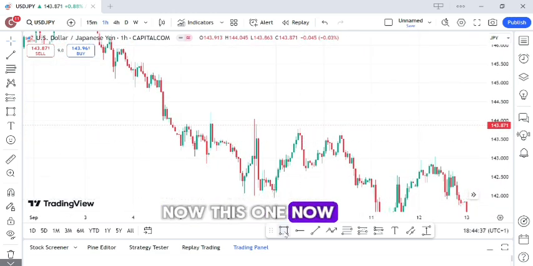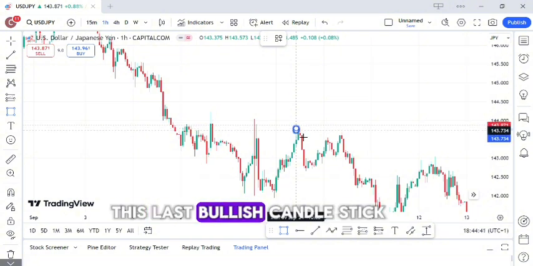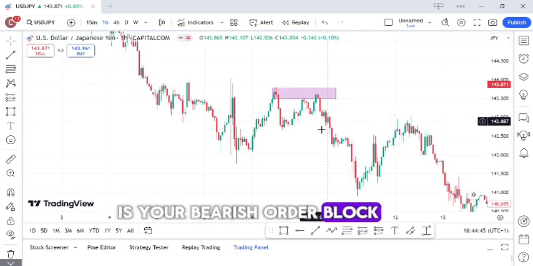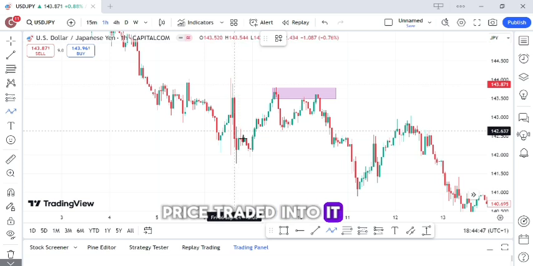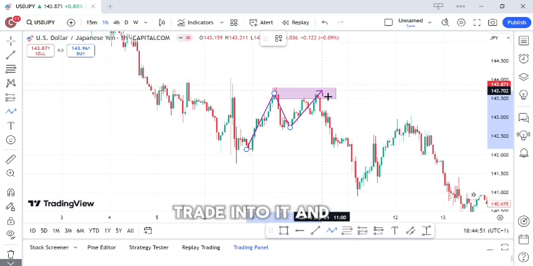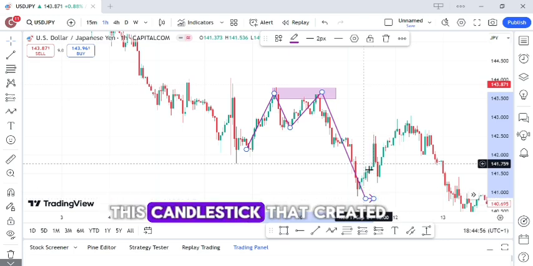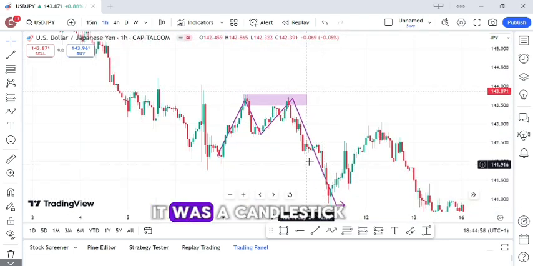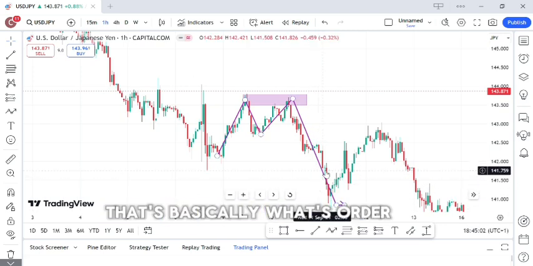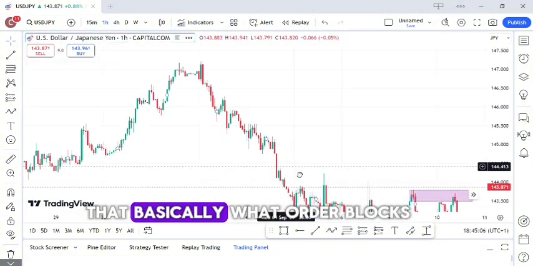Now for a bearish order block, this last bullish candlestick is your bearish order block. So you can see how price traded into it, came back, traded into it and started shorting. So it was this candlestick that created this move. It was a candlestick that created this move all the way down. That's basically what order block is all about.